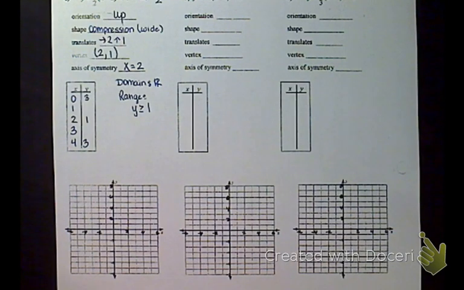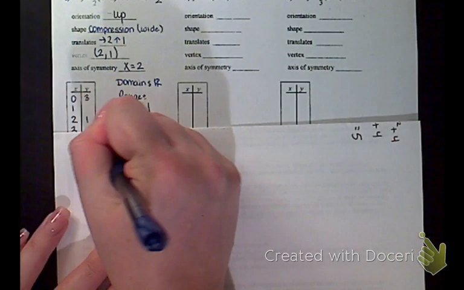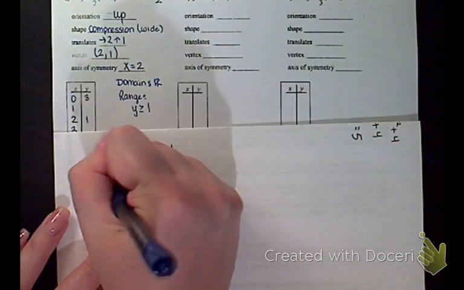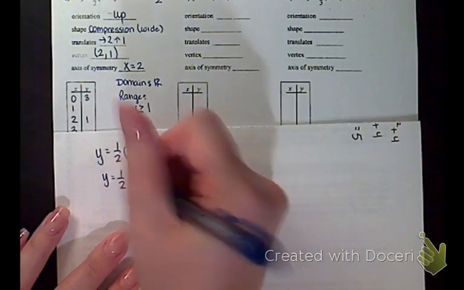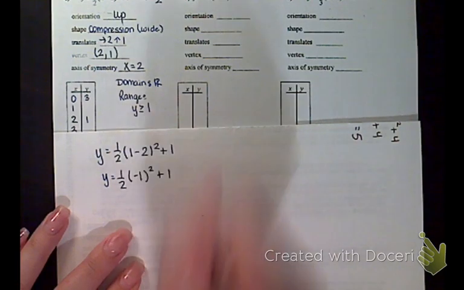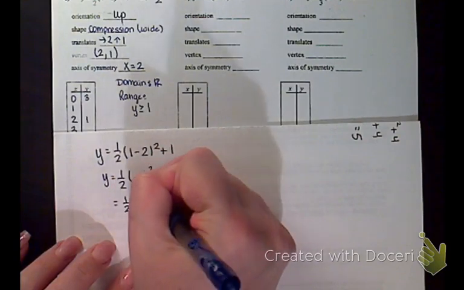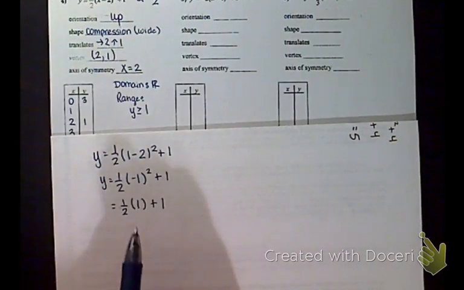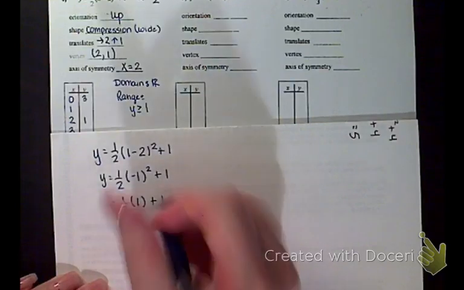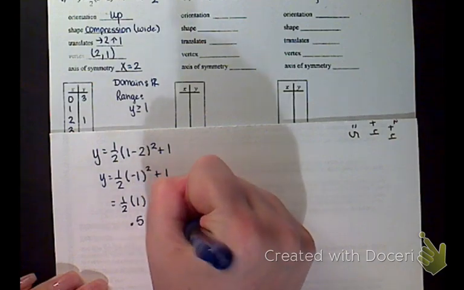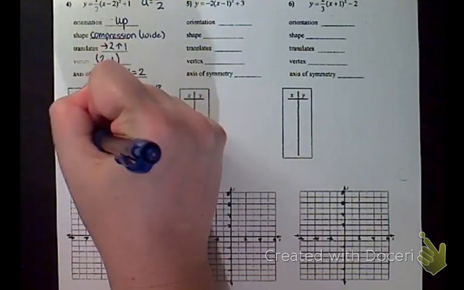All right, let's plug in 1. So 1/2 (1 minus 2) squared plus 1. All right, here we go. 1 minus 2 is negative 1 squared, and negative 1 squared is a positive 1. Okay, now half of 1, or 1/2 times 1, is 1/2 or 0.5. And 0.5 plus 1 is 1.5. So we could have decimals. Okay, so this is going to be 1.5 and this is going to be 1.5.